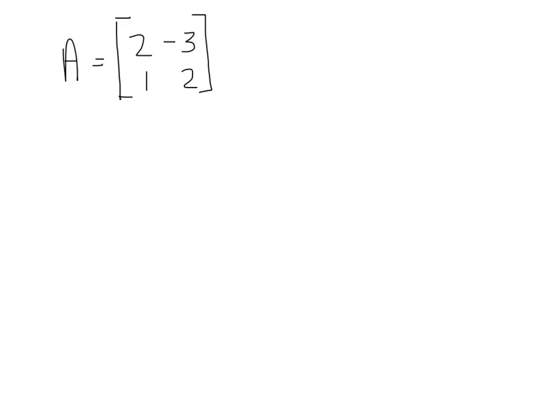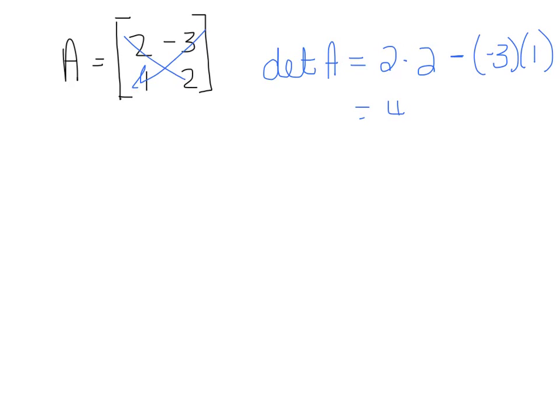So let's go try one. Okay, here's a matrix A is equal to 2, negative 3, 1, and 2. And if I want to find the determinant of A, then I'm going to multiply these two together, 2 times 2, minus what happens when I multiply these two together. So negative 3 times 1, and get 4 plus 3, the determinant of A is 7. Okay? So let me give you one to try.